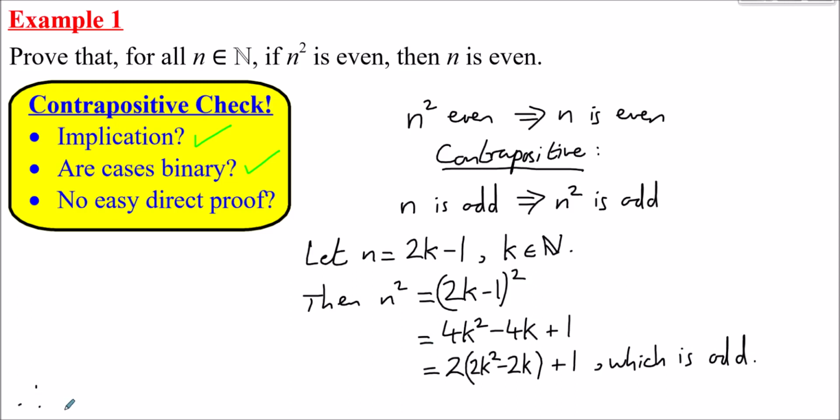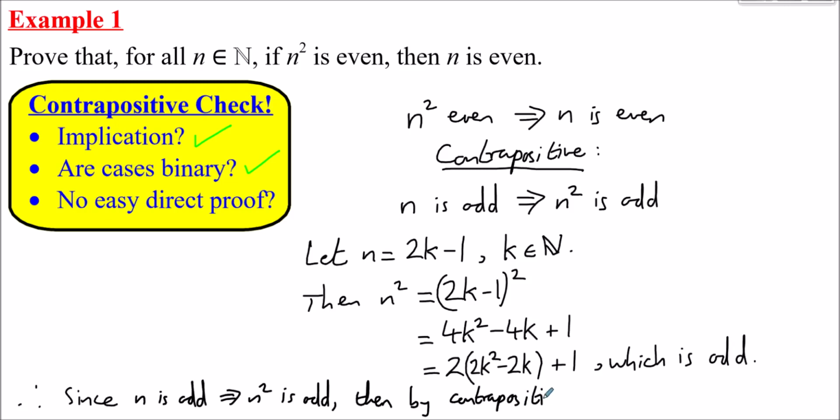So therefore, since we've proven when n is odd, this implies n squared is odd, then by the contrapositive, we've proven the initial statement too. We've proven that if n squared is even, then n must be even.